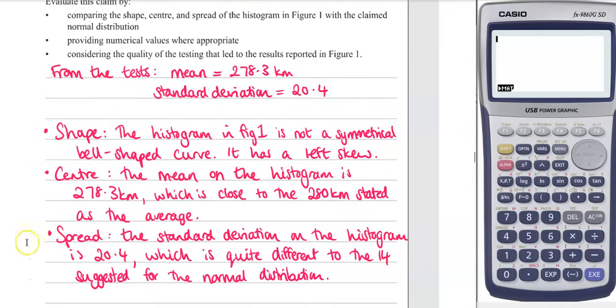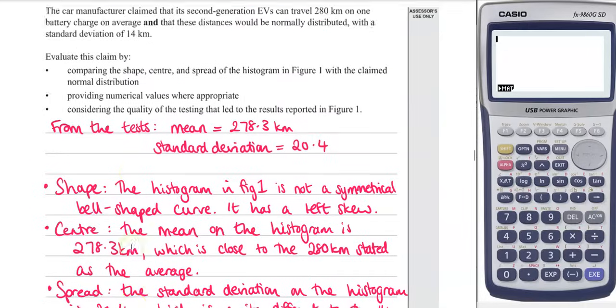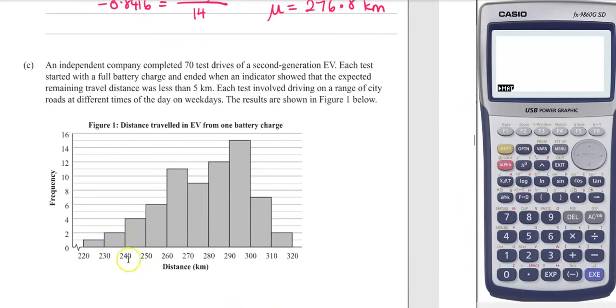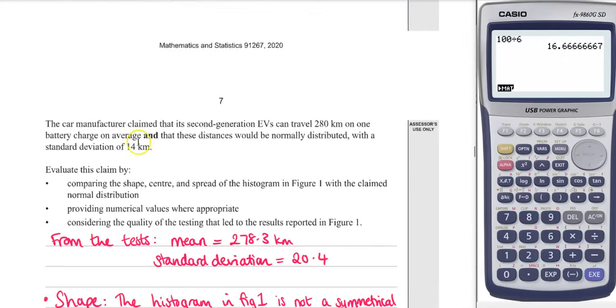Right, and I've just checked the answers. I just want to mention one thing about spread. It wasn't necessary to work out the 20.4 exactly from the table of values. You can do that by looking at the graph and estimating what it should be. So the range there is 220 to 320. That's 100. Now the standard deviation, if it was going to follow a normal distribution, that range would cover 6 standard deviations. So you could have also suggested, as a simplification, that this could be the standard deviation. It still doesn't match the 14 that was given here.